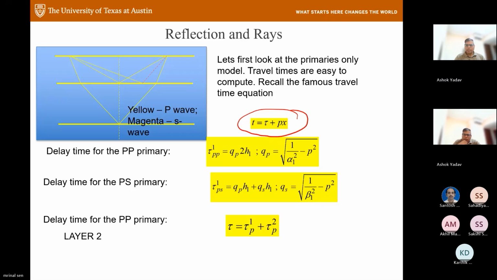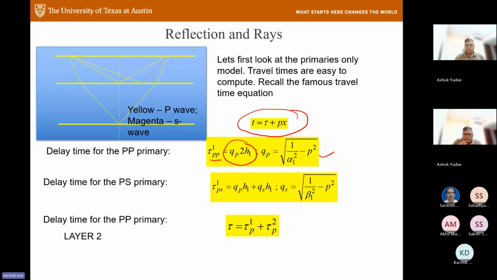All right. So now if I take the primary path, then as a function of P, I have tau, which is QP times 2 times H1, where H1 is the thickness, right? And QP is the square root of 1 over alpha squared minus P squared.